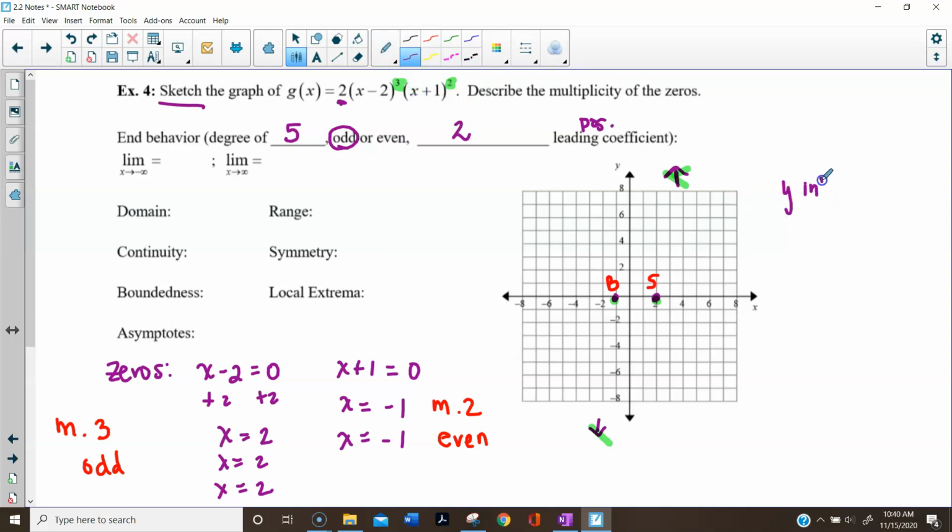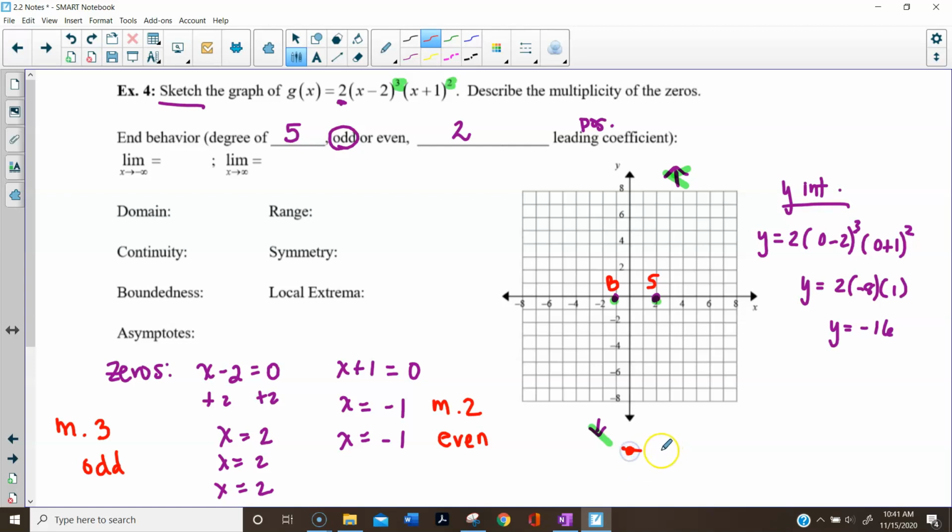So how you find the Y-intercept again is you simply plug in 0 for x. So g of x, or I can call g of x y, y equals 2 times (0 minus 2) cubed times (0 plus 1) squared. And this is going to give me y equals 2 times -2 cubed, which is -8, times 1. And so the y-intercept is -16. That happens to be off my graph. It's way down here. Let's just plot it anyway. So -16 is the y-intercept.